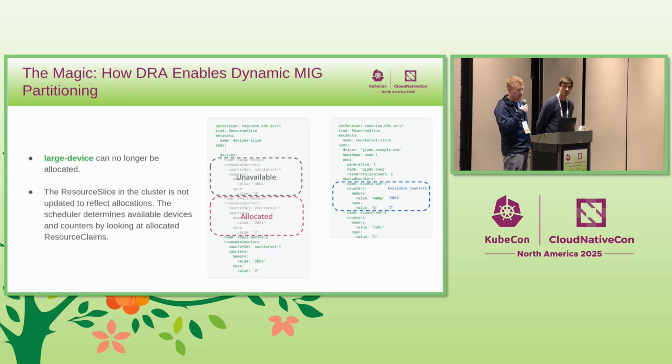And the result of that is that the large device now is no longer available to be allocated because there's just not enough counters left, and this makes sure that only devices where the underlying hardware is actually available can get allocated. In this slide, it might look like we actually update the resource slices. That does not actually happen. This all happens in the scheduler, which keeps track of the available counters for each counter set and looks at it during the allocation time.